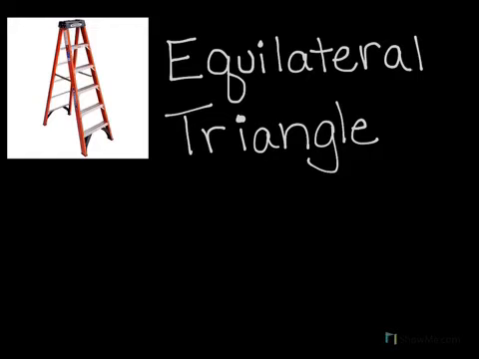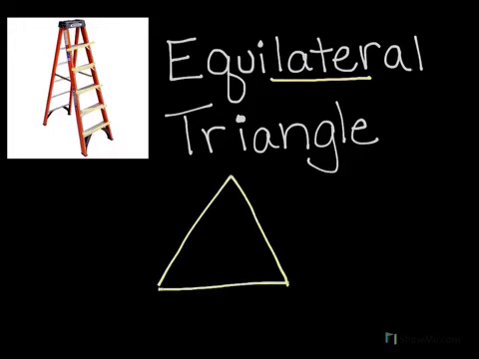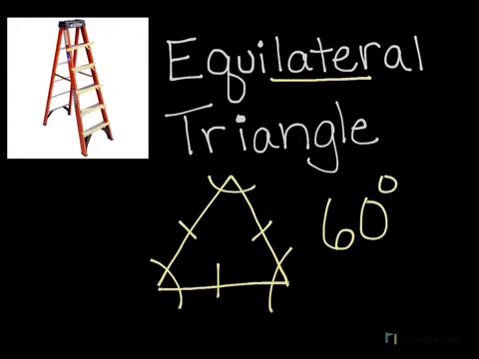Another type of triangle is an equilateral triangle. When I hear the word equilateral, I can imagine a ladder. And a ladder has equally spaced steps on it. An equilateral triangle has three sides that are exactly the same length, and all three angles are the same measurement, which would be 60 degrees.